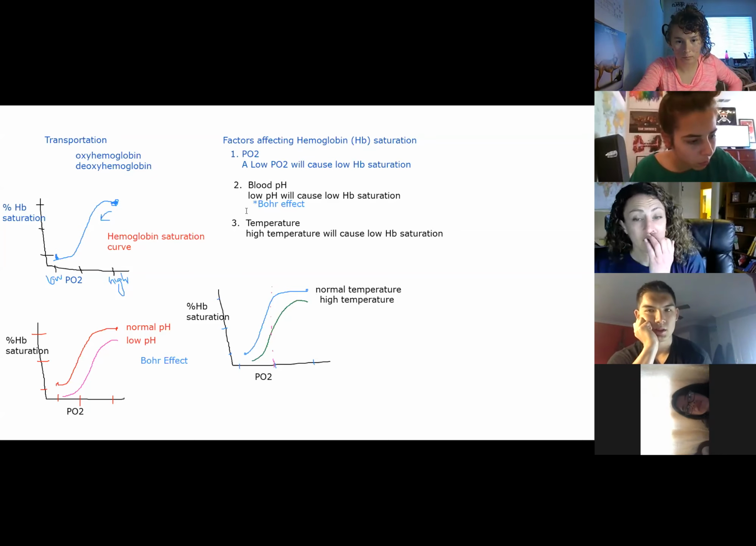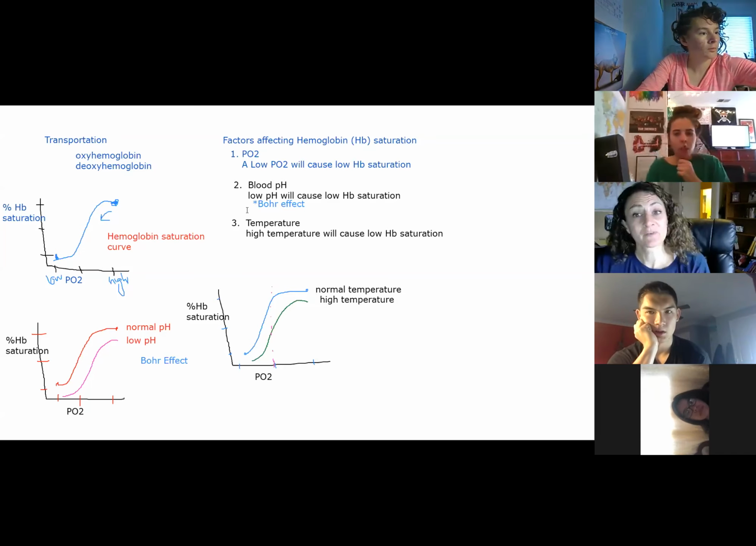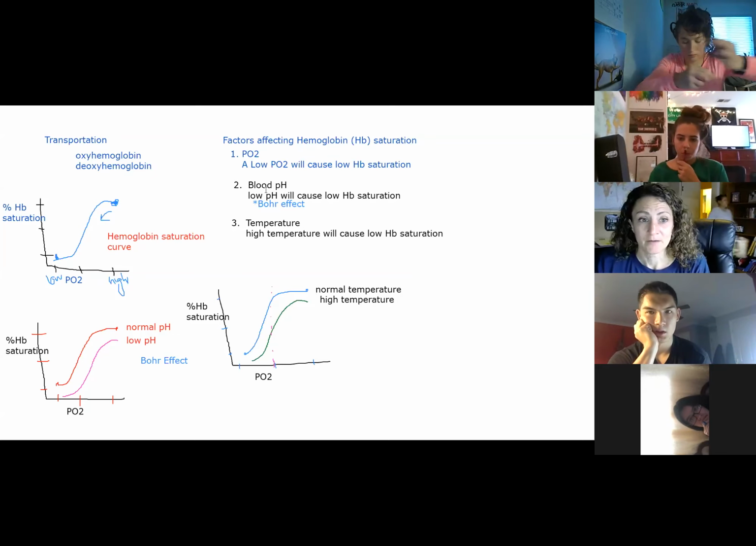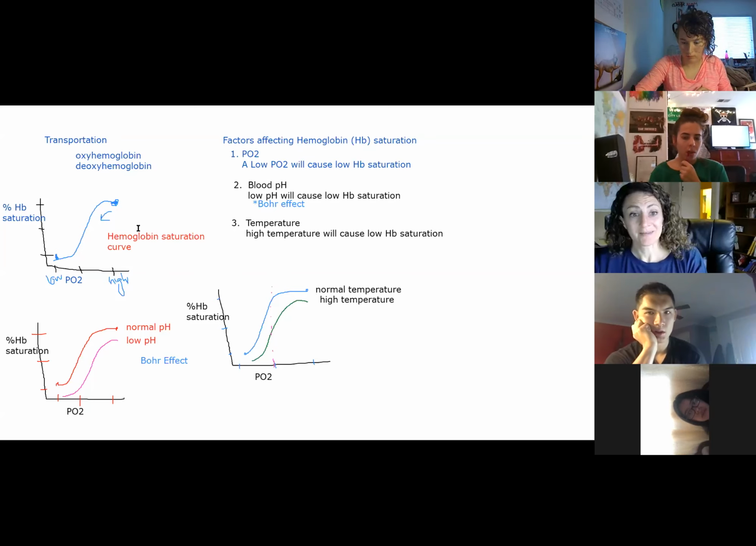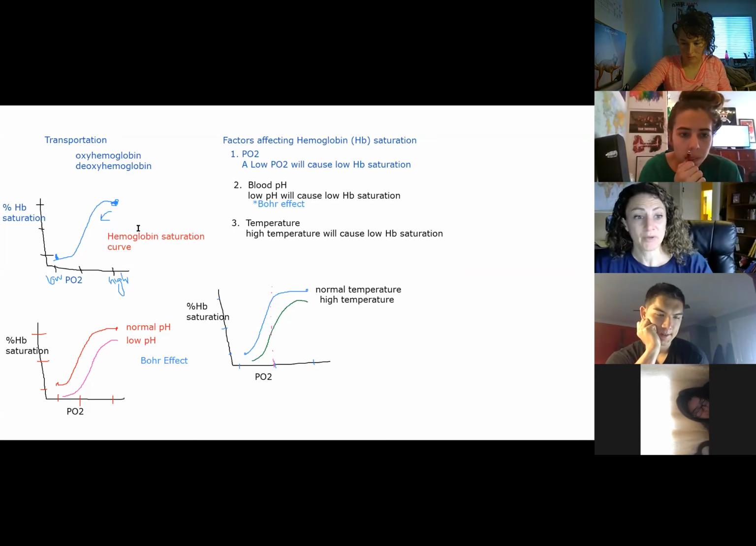So you need to know these three factors affecting hemoglobin saturation, and you won't be drawing the graph on these tests, but be able to explain the graph. You need to be able to explain what the graph is saying, and also explain the importance of it. For example, the very first hemoglobin saturation curve we drew, if you're reading the curve, it says as PO2 decreases, hemoglobin saturation decreases. That's explaining what the curve says.